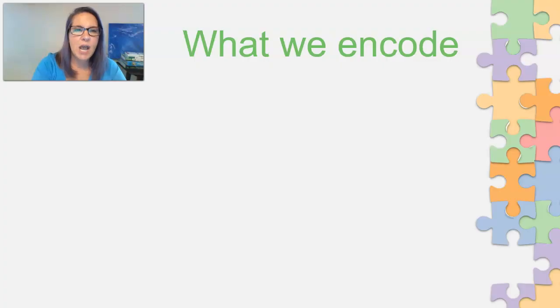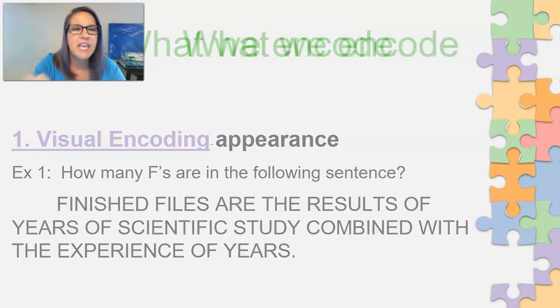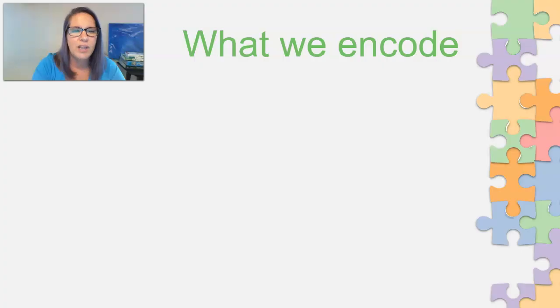All right, so now if I asked you what that sentence said, you probably wouldn't be able to tell me because you weren't really reading the words. You were just looking for the F's. So that is that concept of visual encoding. We're just looking at the appearance of things. We're not really paying attention to the importance of it.